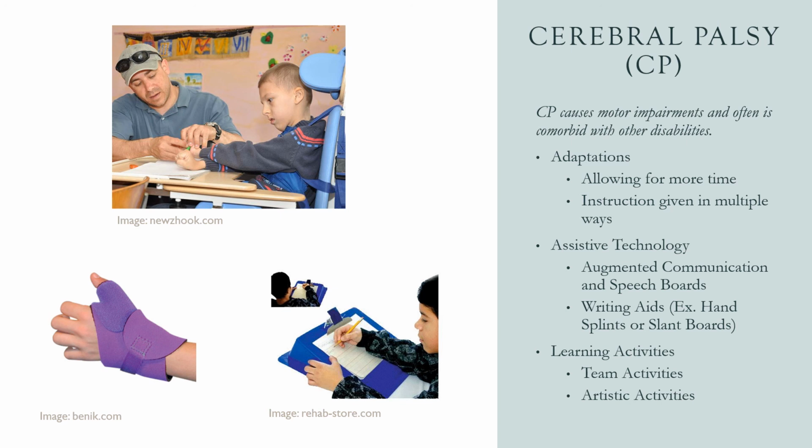Artistic activities are great for developing fine motor skills and hand-eye coordination in children with CP. This can include lacing or weaving, brush painting, or finger painting. One great thing about artistic activities is that they can be done almost anywhere, on the ground, at the table, standing up, sitting down, inside or outside.